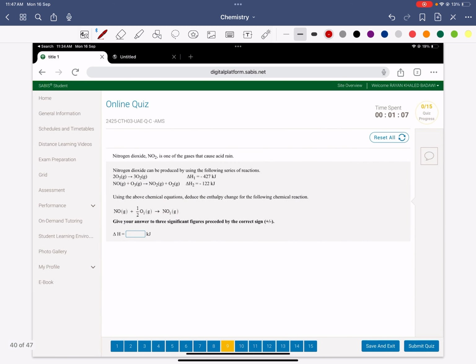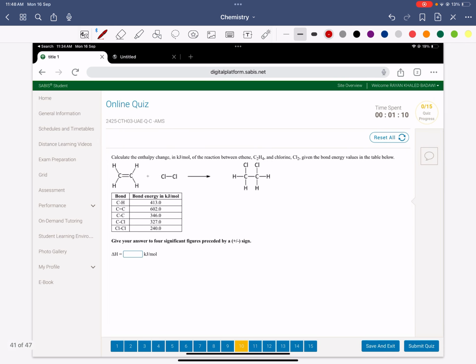Okay, this question we've already solved before, so I'm just going to skip it not to waste time. If you don't get it, leave a comment down below. However, you may also check my previous video, I explained it perfectly over there. Same thing for this question. I'll just remind you it's bonds broken minus bonds formed. So we do the reactants minus the products. I also explained it in my previous video, so make sure to check it out.